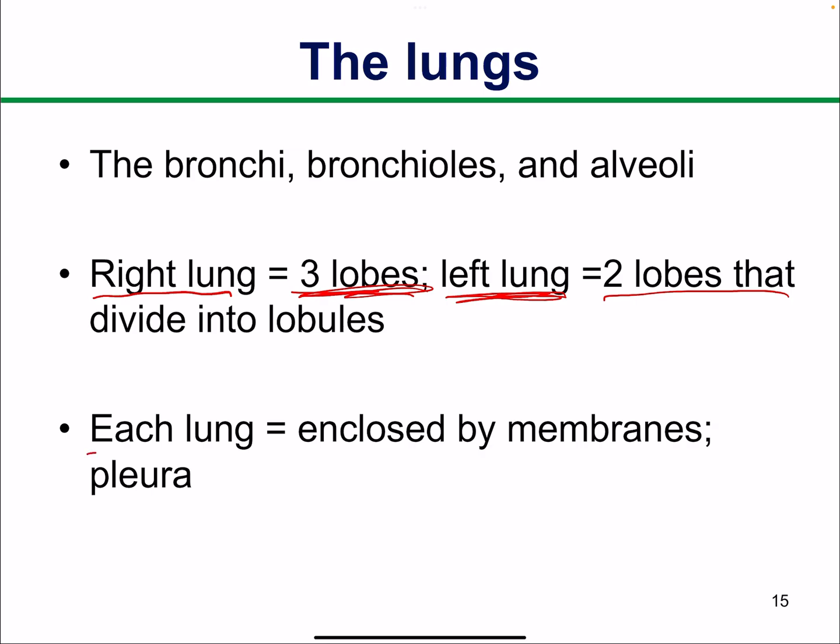So each lung is going to have a membrane that wraps it. That membrane is a serous membrane. I'm not going to bug you with that, but it's a serous membrane called pleura. That's the name of the membrane. So, again, from the trachea, you're going to reach the bronchi. From the bronchi, you're going to have the bronchioles. From the bronchioles, you're going to have alveoli, right?